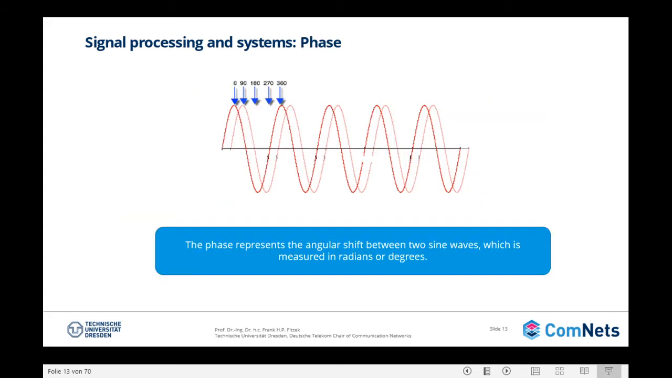The phase represents the angular shift between two sine waves, which can be measured in radians or degrees. Here we have two identical sine waves that are differentiated only by the angular shift that they have. The red signal here has a phase of 0, while the orange signal has a right shift of 90 degrees.